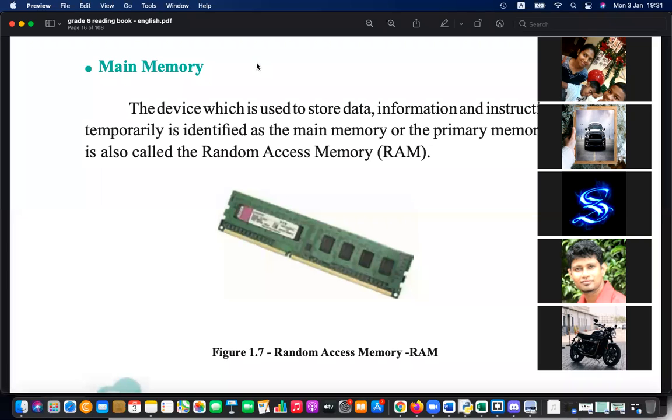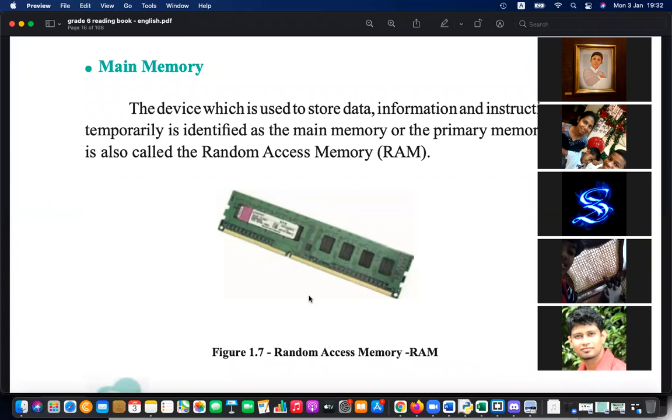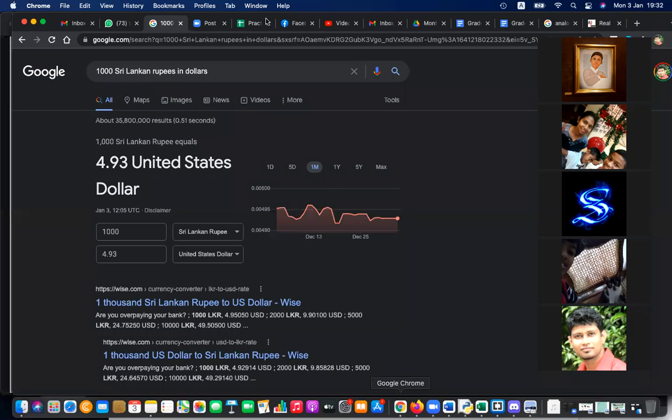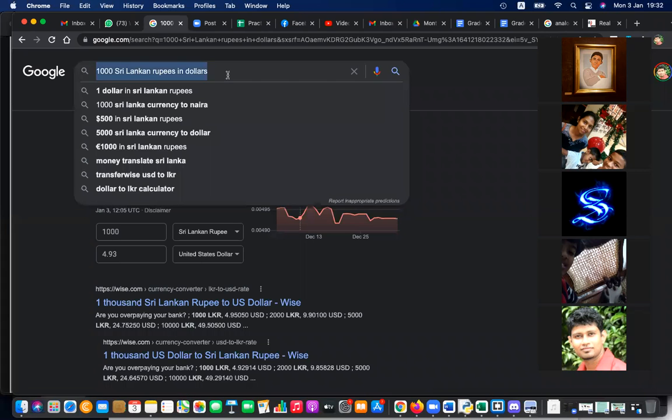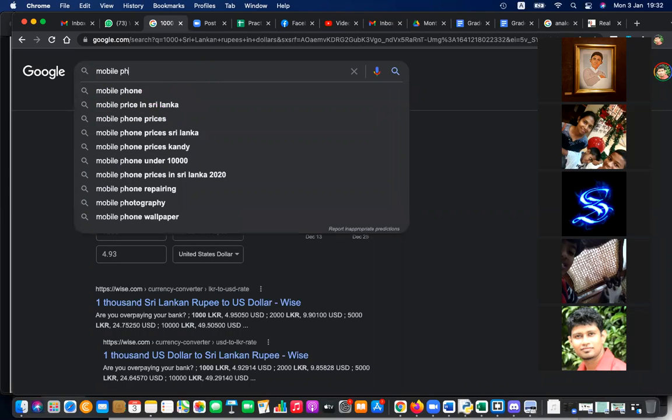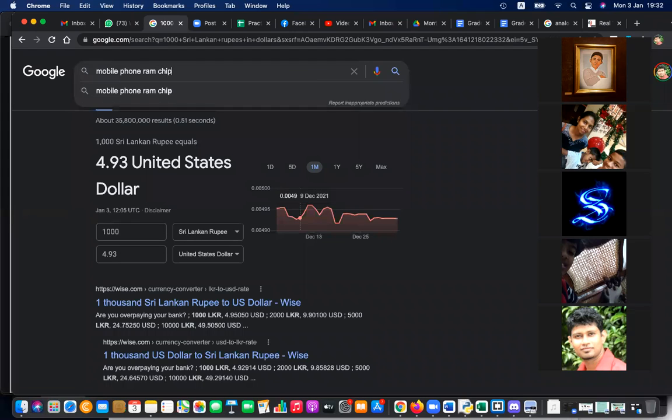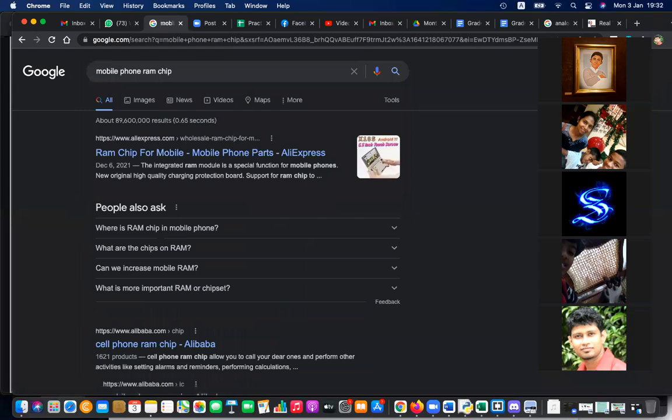Others, I think you have seen that in pictures. This is like a half ruler, right? So its size is very small. It's maybe like 10 centimeters, 15 centimeters. So each computer has a memory, even a mobile phone. This is a mobile phone RAM chip. It is small, right? In a mobile phone, it's a very small RAM chip.